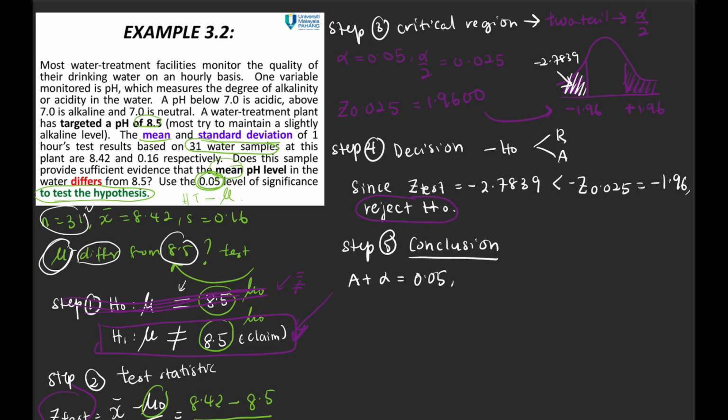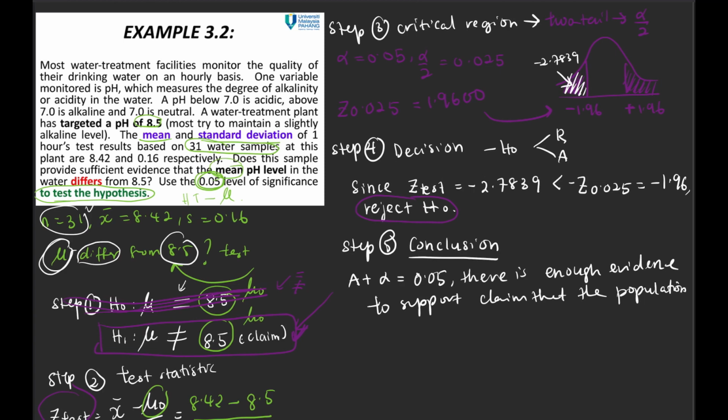So at alpha 0.05, there is enough evidence to support the claim that the population mean differs from 8.5. So it means that our mu is not equal to 8.5. So it is different from 8.5. Alright. So that is the step how to conduct the hypothesis test for one population mean.